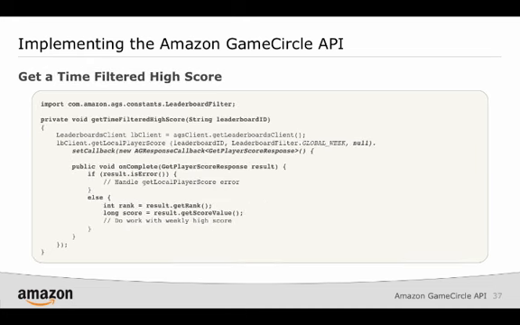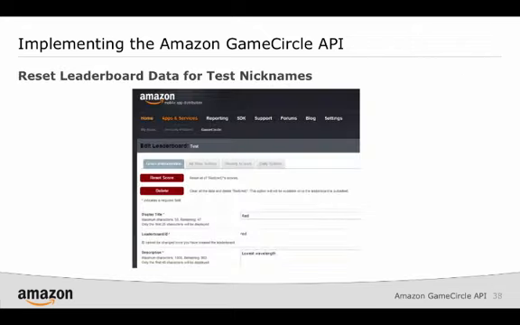GameCircle leaderboards support 3 time filters: daily, weekly, and all time. Daily leaderboards are reset every day at midnight Pacific time, while weekly leaderboards are cleared every Saturday at midnight Pacific time. All-time leaderboards include the highest scores for each player since the leaderboard was created or reset.